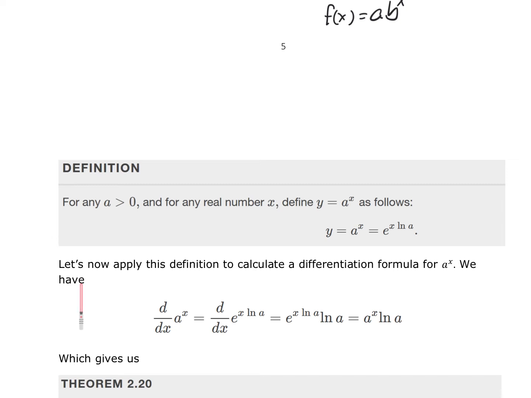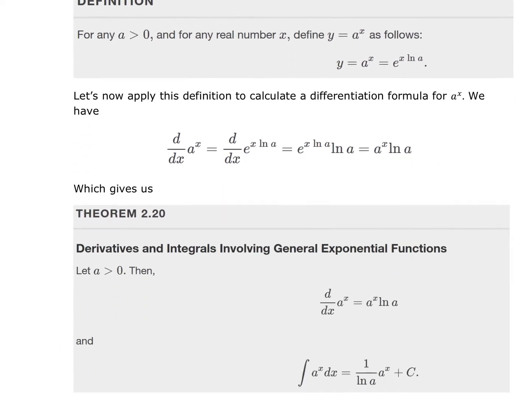Now, if we define an exponential y equals a to the x that way, then we take the derivative with respect to x of a to the x. This becomes the derivative of e raised to the x natural log of a, which, based on our derivative of e to the u, is e to the x natural log of a multiplied by the derivative of the exponent, which is the natural log of a, which is then just a to the x natural log of a. Now, we said in Calculus 1 this was the rule. Now we're starting to actually define it and prove it.